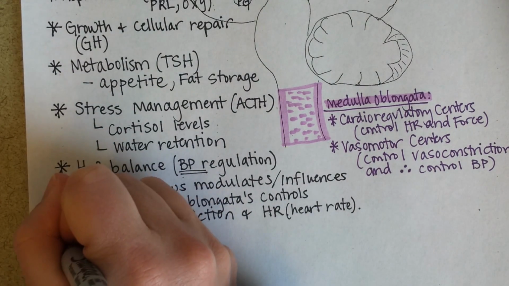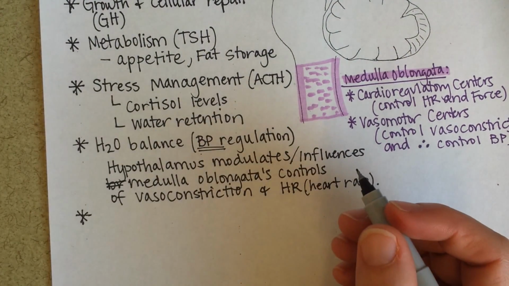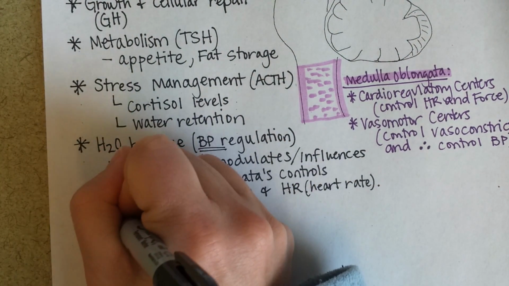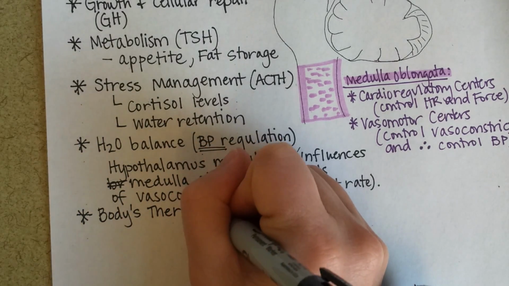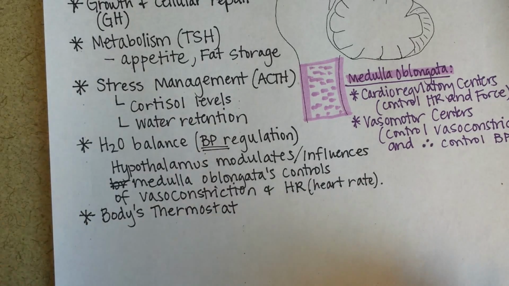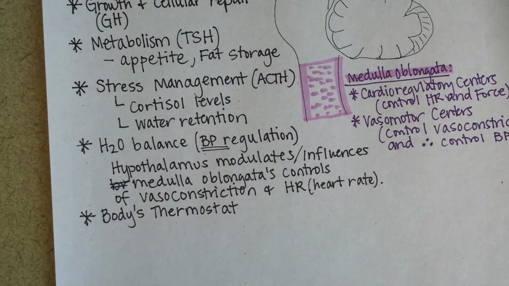Okay, I want to put one more thing on here that the hypothalamus is important for, and that is it's your body's thermostat. So if you get a fever, it's because the hypothalamus has turned up your thermostat, and your body feels it needs to be hotter. And so you might shiver, you would feel cold, which would prompt you to put on more clothes, and then you would raise your body temperature to develop a fever, which theoretically will help fight infection.